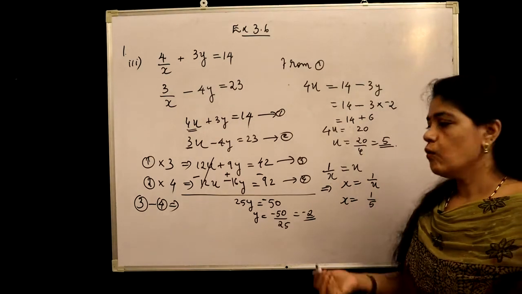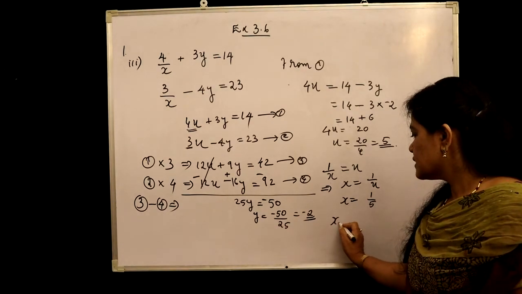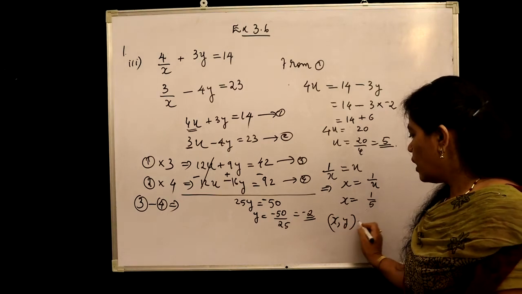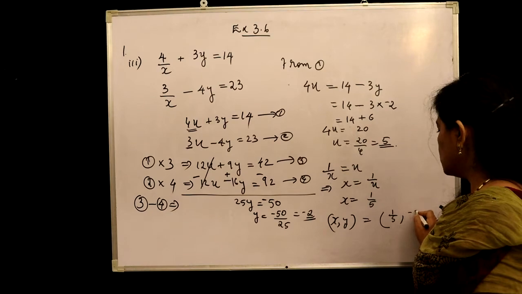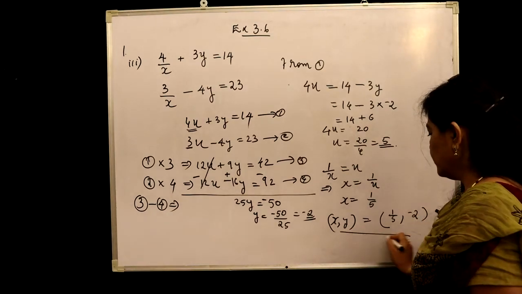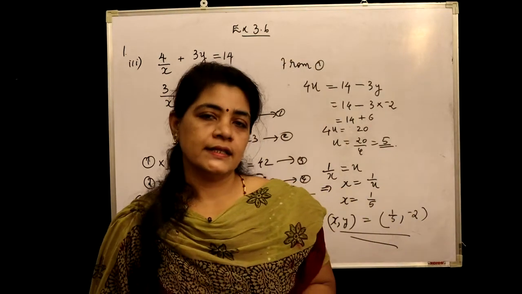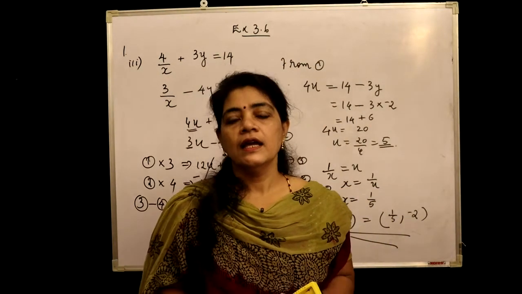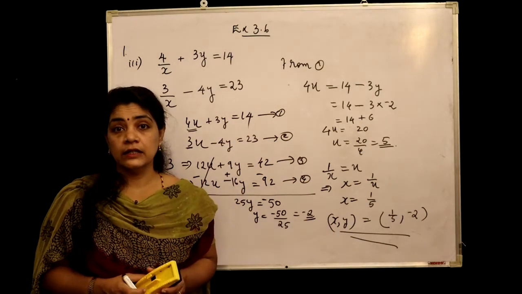So now we have the value of x and the value of y. So x comma y is equal to 1 by 5 and negative 2. These are the two values of the variables, that is x and y, that is given in the equation. Okay, so this is all about the third question.